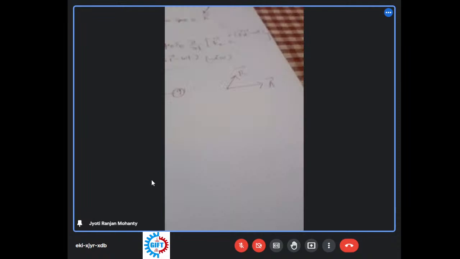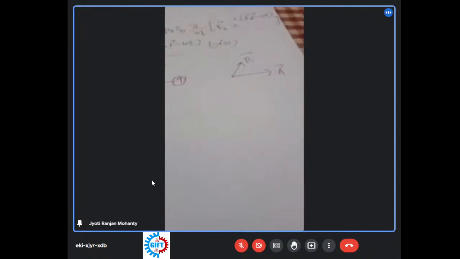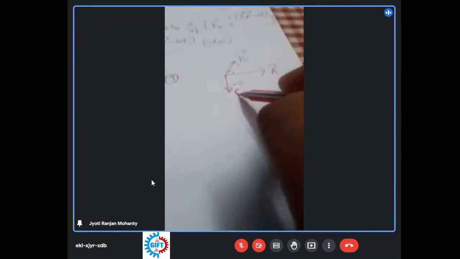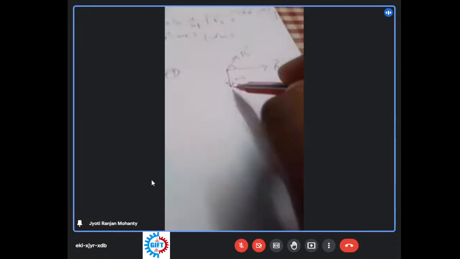This is vector A, this is vector B, and this is vector C. If A cross B is equal to minus of C, then this is the vector perpendicular in downward direction. So we can write, this implies vector E is perpendicular.